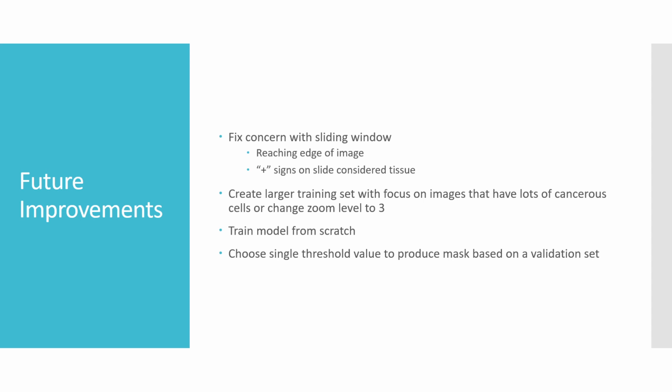And then again, those plus signs or just weird things happening on the slide that aren't tissue but are being identified as tissue. And then I would create probably a larger training set with a focus on images that have lots of cancer cells, like I already mentioned, or change the zoom level to 3, just to have better resolution and more training images. I also would try and train the model from scratch, which I did try to do, but it took a very, very long time to even just go through one epoch, and the results really didn't seem promising even after that.